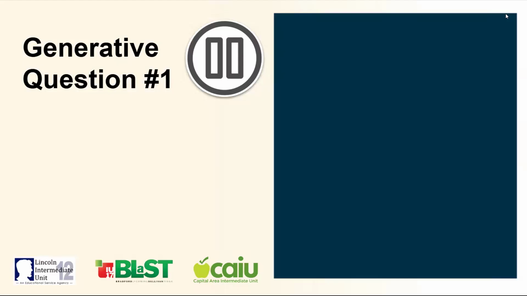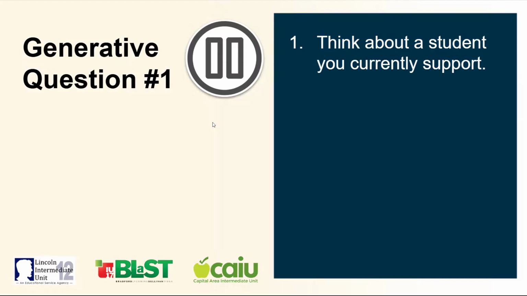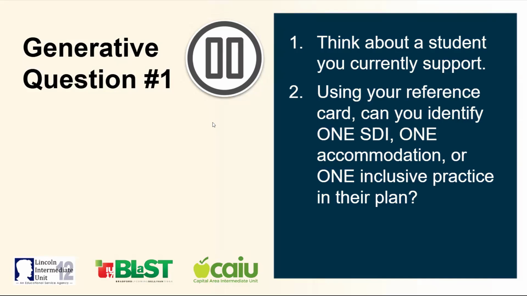All right, we're up with our first generative question. So in your handout, in your guide that you have, the very last page is your notes, and there is a specific section for you to reflect on these generative questions. So I highly encourage you to pause the video after I explain and do that. So I want you to start off by thinking about a student that you currently support, whether you've supported them in the past, you're going to be supporting them coming up, any student you've ever worked with. Using your reference card or your guidebook, can you identify one SDI, one accommodation, or one inclusive practice in their plan?